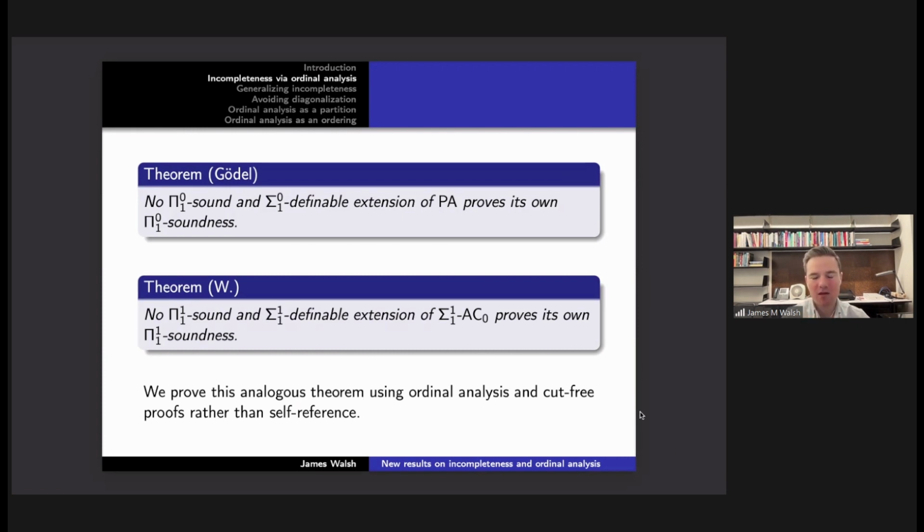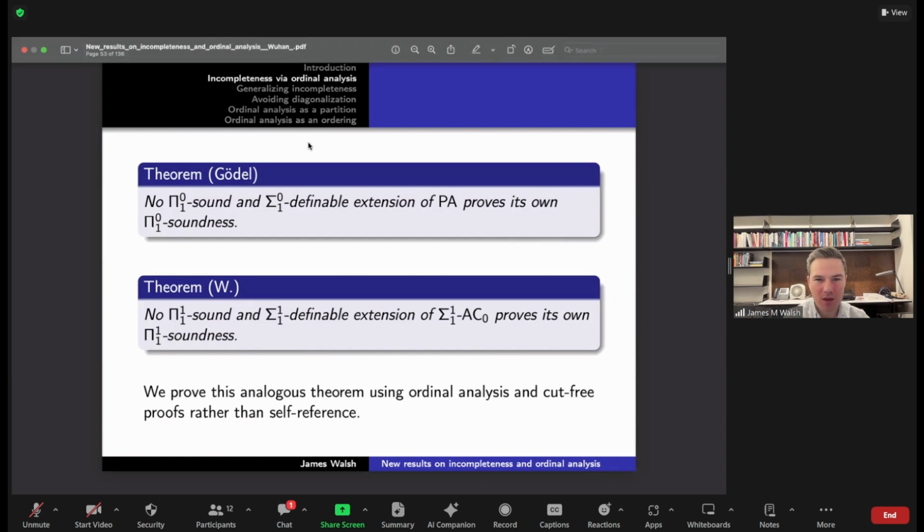So let me just say a few things about this. Is the statement of the new result stronger than Gödel's or is it weaker than Gödel's? Well, it really depends on what you're looking at. Π¹₁ sound is a stronger condition than Π⁰₁ sound, right? Since it's a stronger condition, if you look at just that dimension, it looks like this theorem is applying to fewer theories. It looks like it's a weaker theorem. On the other hand, Σ¹₁ definable is a more relaxed condition than Σ⁰₁ definable, right? Σ¹₁ definable is a broader class of theories. So if you're looking along that dimension, it looks like this new theorem is more general.